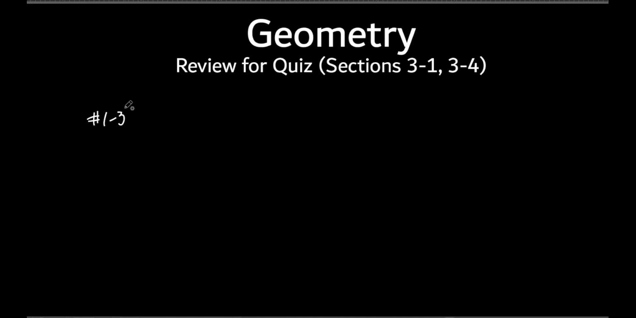So numbers 1 to 3. It starts off saying if two parallel lines are cut by a transversal, then I ask you about 3 different things. So I might ask you, what are the relationships we know when two parallel lines are cut by a transversal?